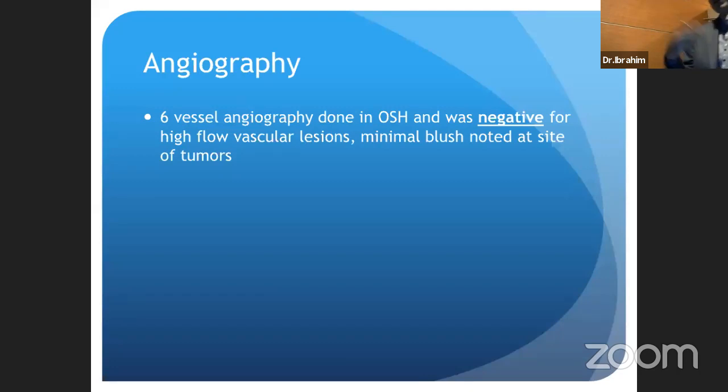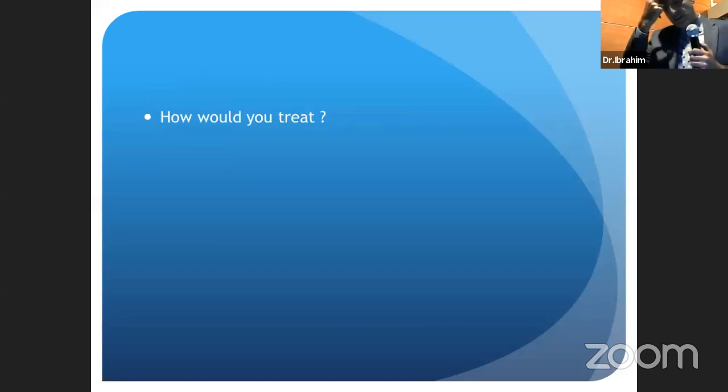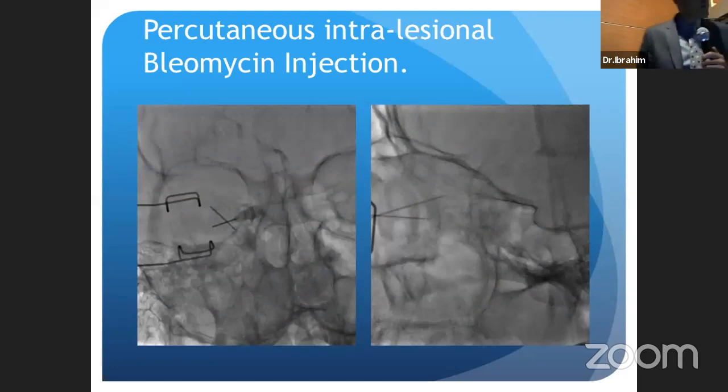This was evaluated by the ophthalmologist, an oculoplastic specialist I have worked with before, and his intraocular pressure was slightly elevated. He had some effect on the optic nerve to a mild degree. However, when we discussed the treatment, we offered him a novel technique of treating these lesions, which is essentially percutaneous access into the tumor. That's what you see an example of here.